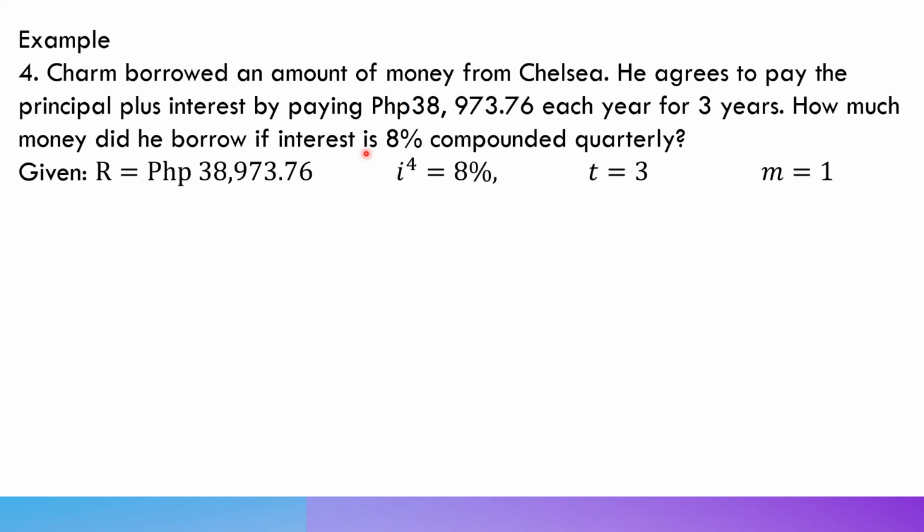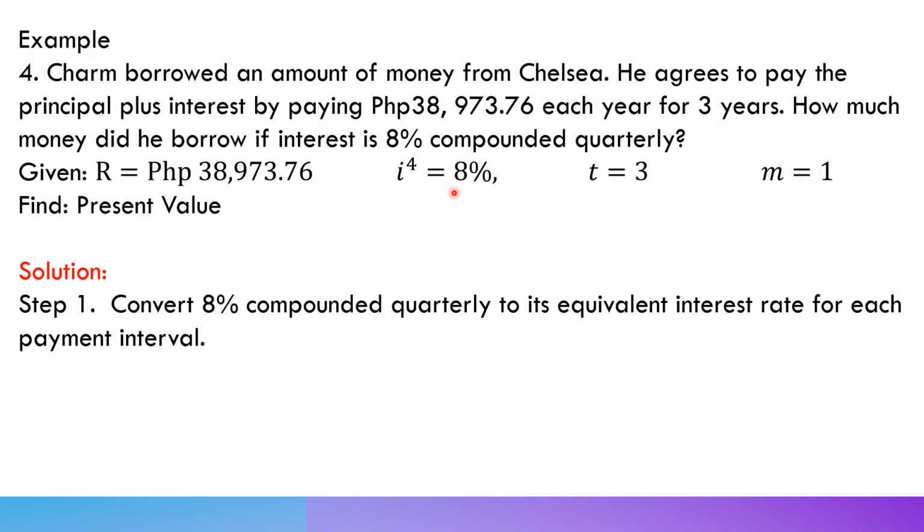So this is the percent, 8%. Our term is 3 years. M is quarterly, but because you are going to pay every year, I put 1 here so that you will compute only for this one. Let's proceed with the computation so that everybody will know what happens. Step 1, convert 8% compounded quarterly to its equivalent interest rate for each payment interval.